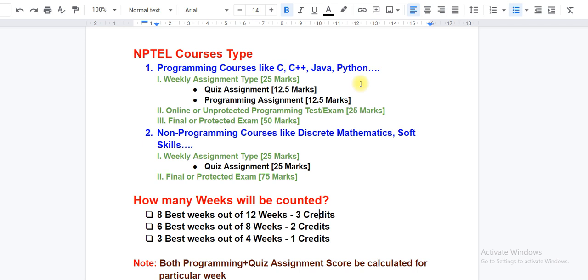Okay, so coming to the programming courses and the weekly assignment. There you are getting 2 types of assignment: quiz assignment plus programming assignment. So what marks does NPTEL allocate? They allocate 12.5 marks for quiz and 12.5 marks for programming assignment. Okay, and coming to the 12.5 and 12.5, how does NPTEL calculate? There are again 2 types of strategy NPTEL follows.